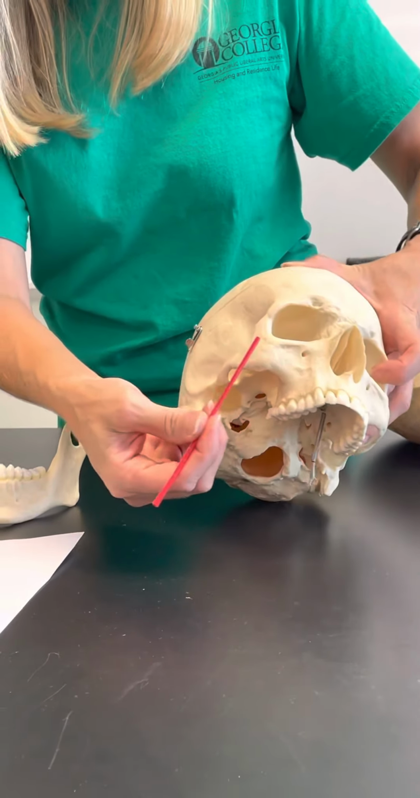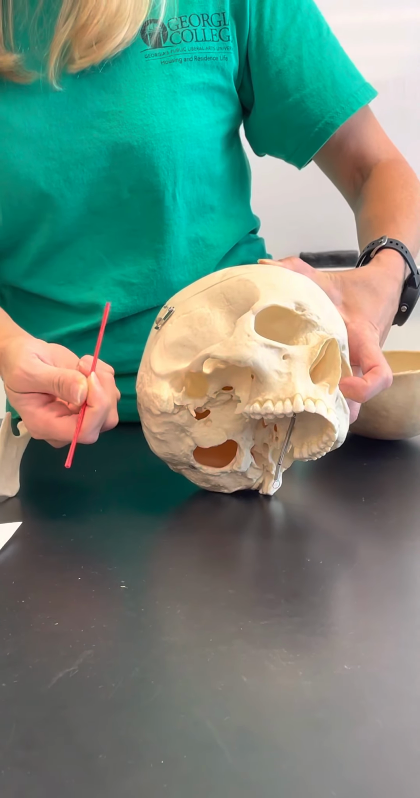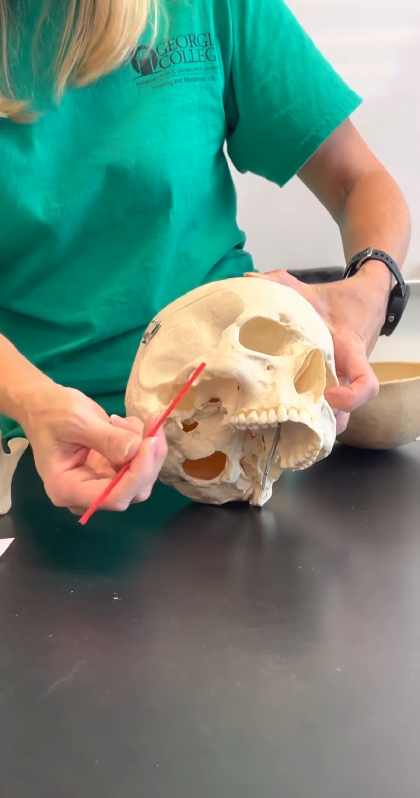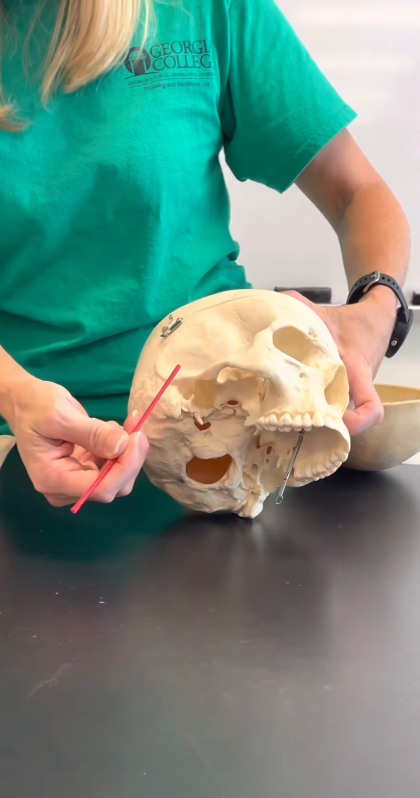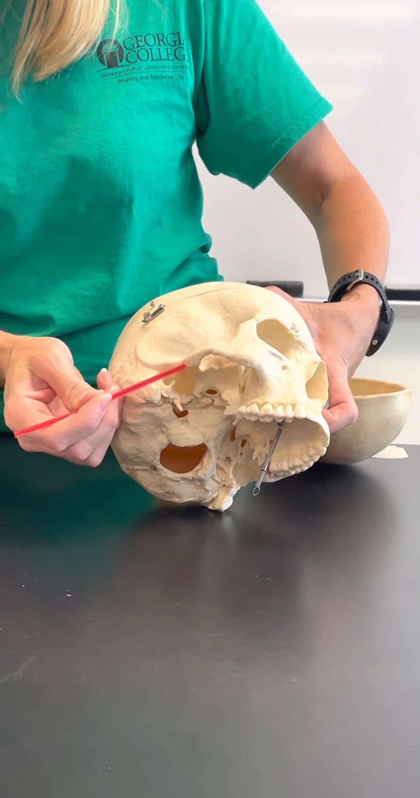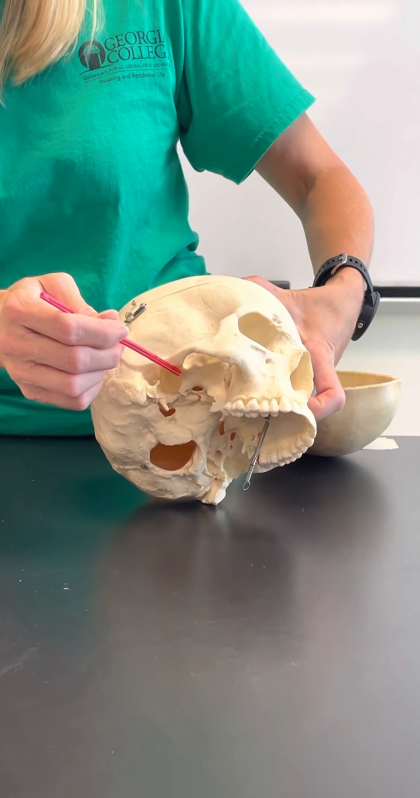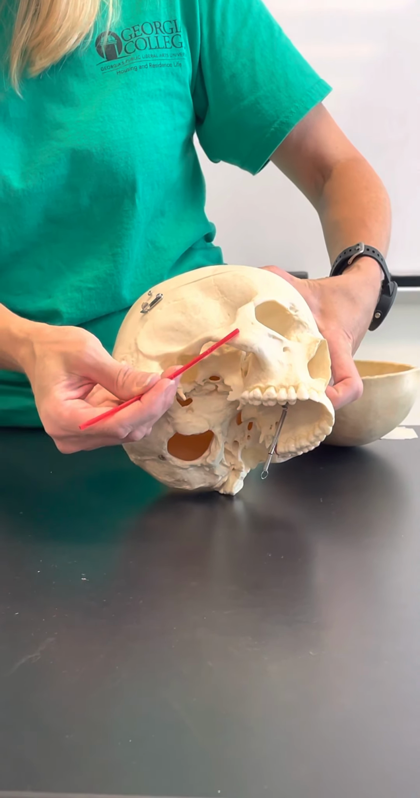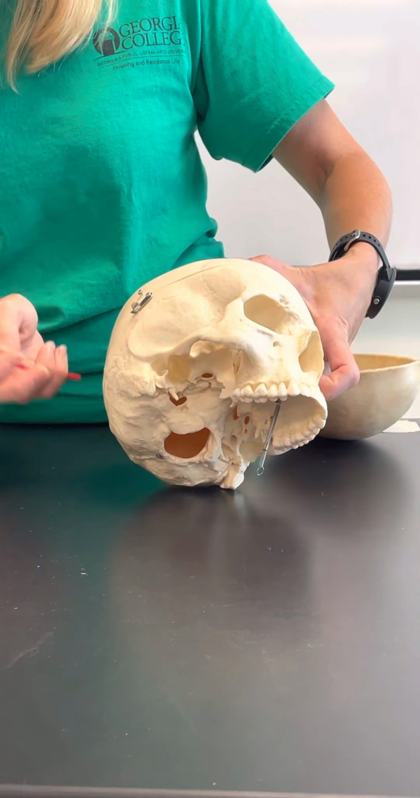Zygomatic bone, right here out to the side, it projects. This makes part of your cheekbone, okay? So it goes from the zygomatic bone and it connects with this projection of the temporal bone, and that forms the zygomatic arch. Okay, so zygomatic bone, temporal bone, and they form an arch, your cheekbone.